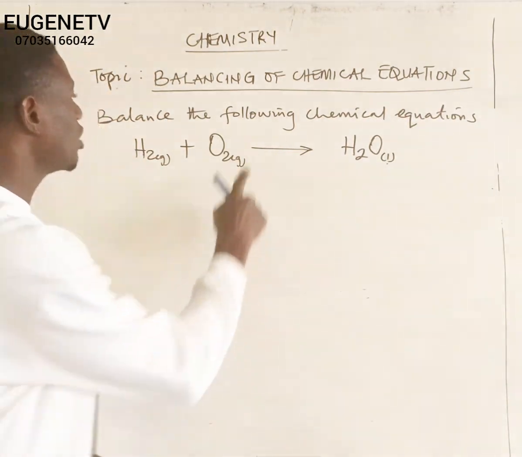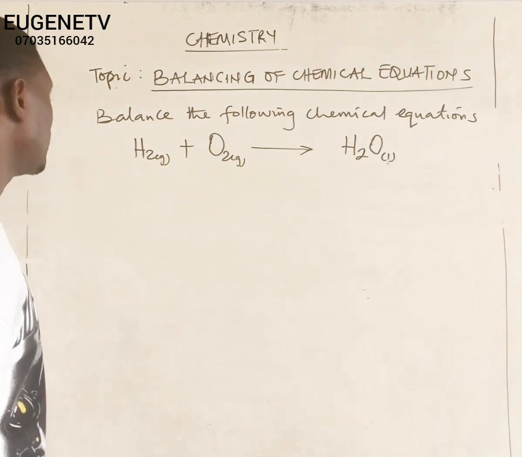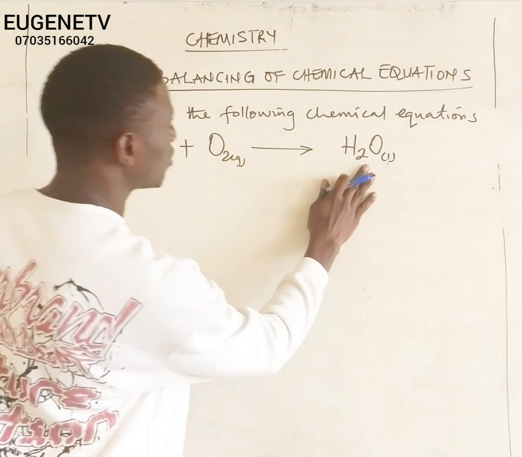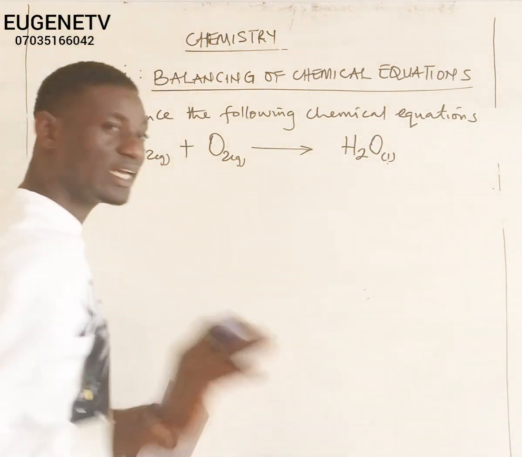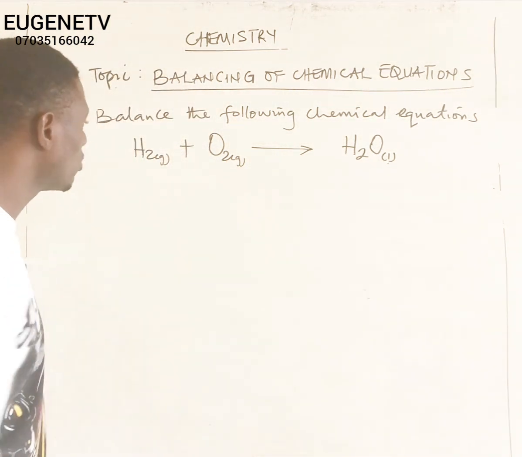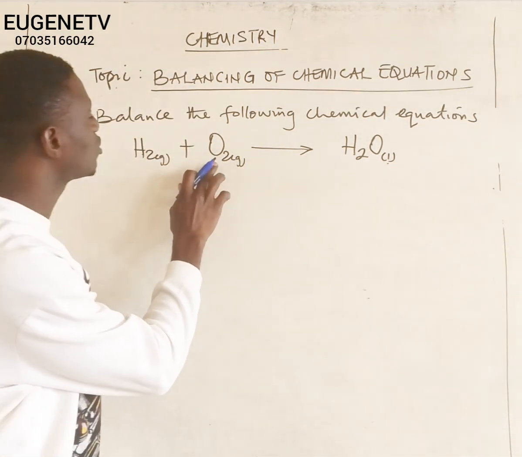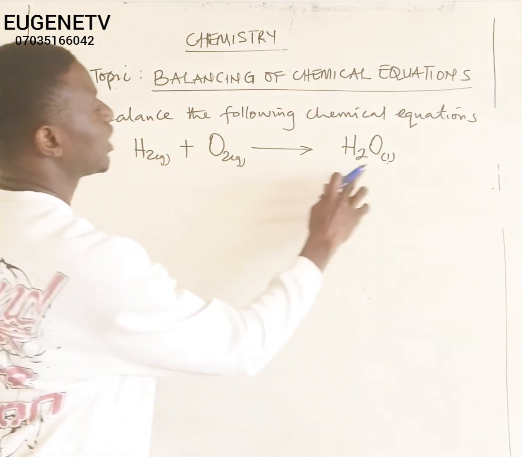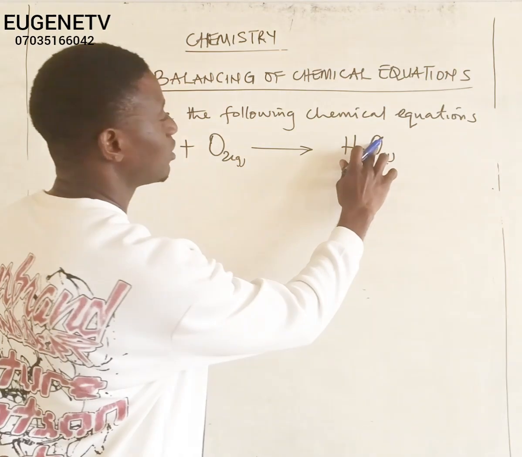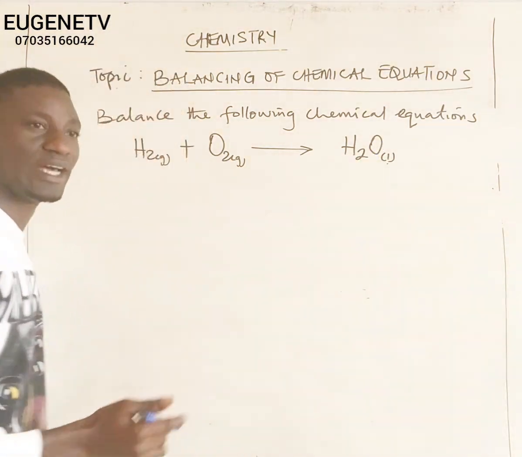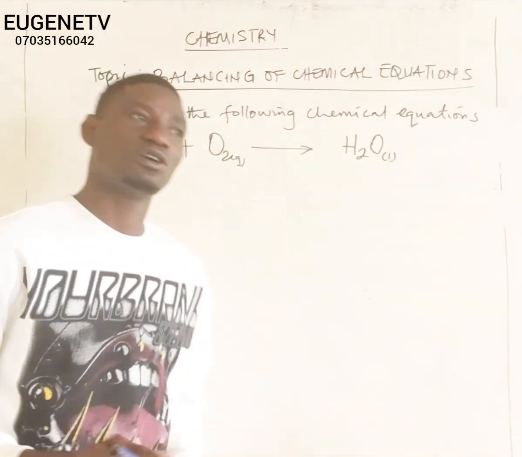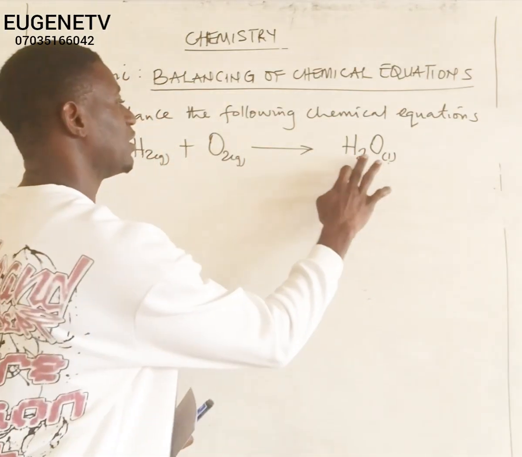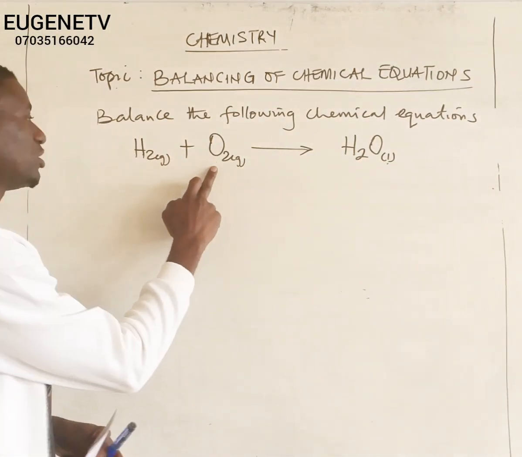Now, looking at the equation before us here, there are 2 atoms of hydrogen on the left hand side, and there are also 2 atoms of hydrogen on the right hand side, meaning that hydrogen is balanced, no problem. So look at the oxygen we have here. There are 2 atoms of oxygen on the left hand side, whereas there is only 1 oxygen atom on the right hand side, meaning that oxygen is not balanced. We have done our atom count. The number of oxygen on the right is 1, whereas on the left is 2.